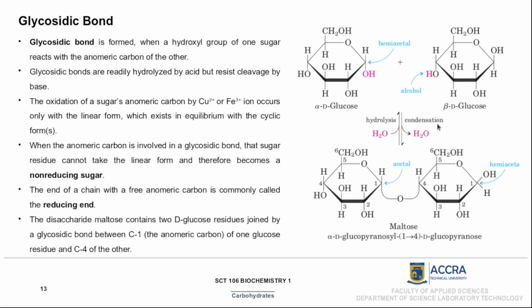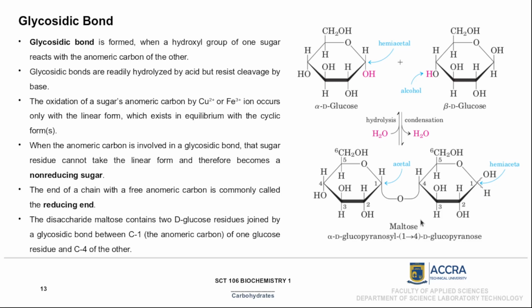We have the release of water: the hydrogen from the hydroxyl group, which represents the second alcohol, combines with the hydroxyl group of the hemiacetal to give us water, and then the formation of the ester-like bond between the two monosaccharides, giving us maltose.